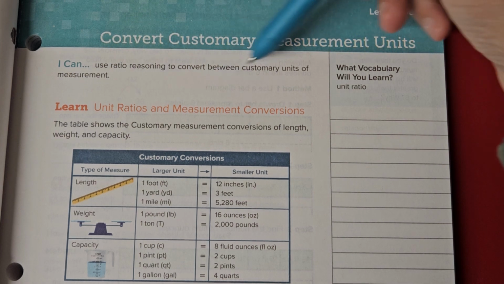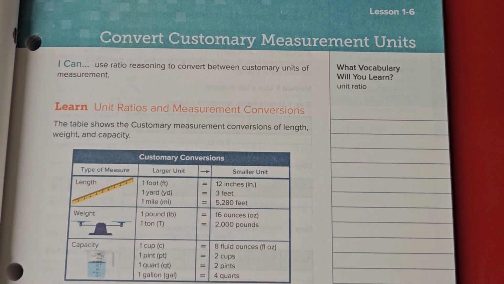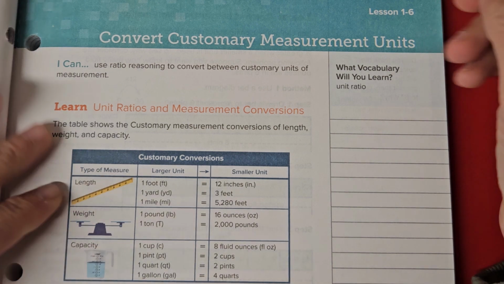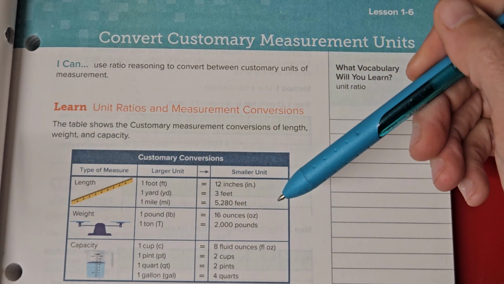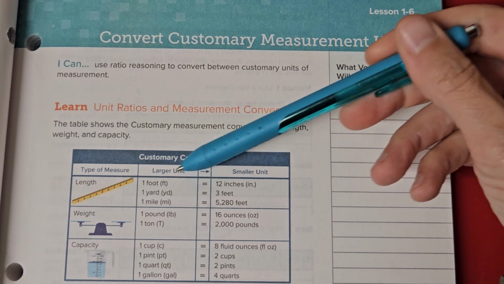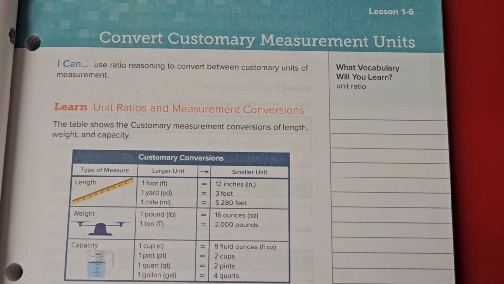Use ratio reasoning to convert between customary units of measurement. This is a pretty normal thing. Sometimes you're not going to have Google right next to you and you're going to need to do some kind of conversion, but also it's just good knowledge to have some of the basic conversions in your head.